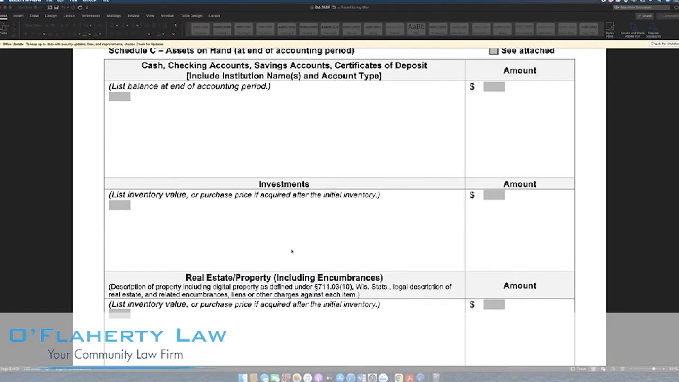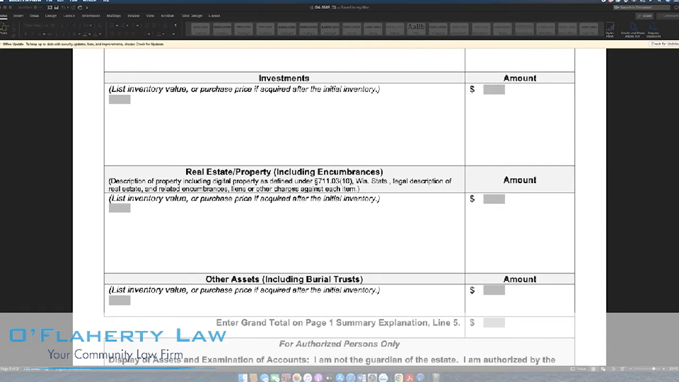If the minor ward's estate has any investments, inventory value or purchase price if it's not part of the initial inventory. Real estate property, including encumbrances. A lot of minor wards get left things if, say, the minor ward's parents both died. Well, they had wills in place and it left everything to their only living child. If there is some type of an encumbrance on the home that they left to their child, you would need to list that out for the court as specifically as possible.